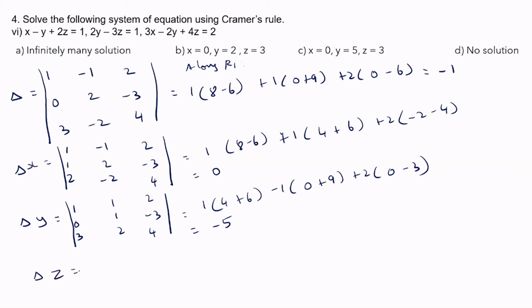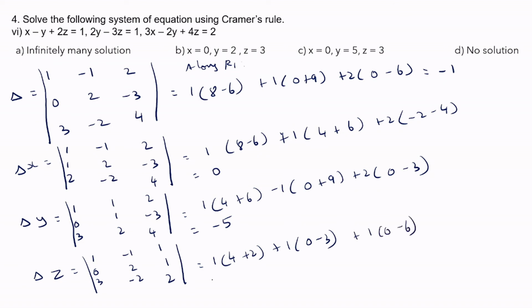Then finally delta z. In this determinant we have to replace the coefficient of z terms with the constant terms. So it is 1, 0, 0, 1, 0, 3, minus 1, 2, minus 2, and here we have 1, 1, 2. So this is equal to 1 into 4 plus 2, plus 1 into 0 minus 3, plus 1 into 0 minus 6, or this is equal to minus 3.